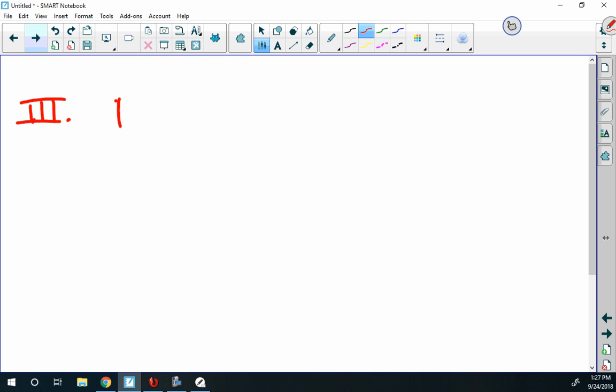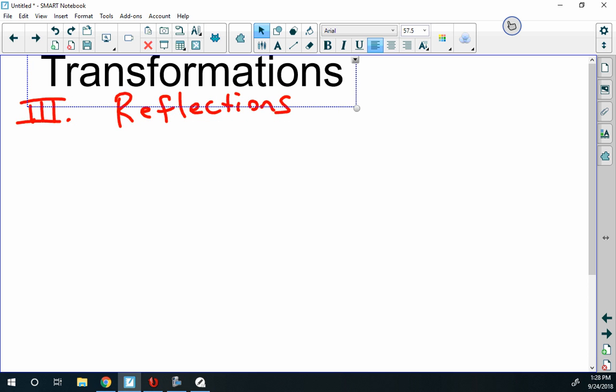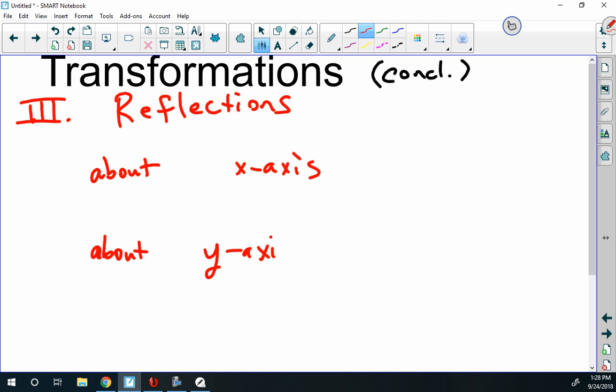So anyways, these last kind are called reflections. And again, we're talking about transformations. I'm going to go ahead and put CONCL, concluded. This is the conclusion of our translations. And again, we are assuming that k is greater than 0. Well, actually, we don't even need to assume about k because we're not even going to use a k here. So we've got two different kinds of reflections. We've got a reflection about, in this context, about means around, across, over, about the x-axis and about the y-axis. Okay, so we're going to be reflecting things about, around, or across the x-axis or the y-axis.